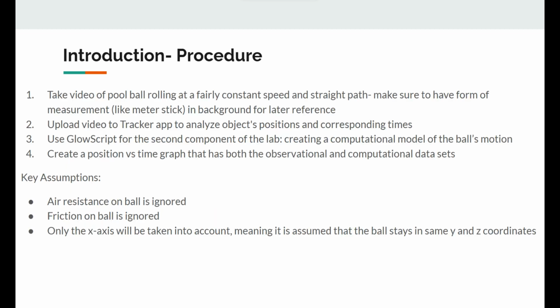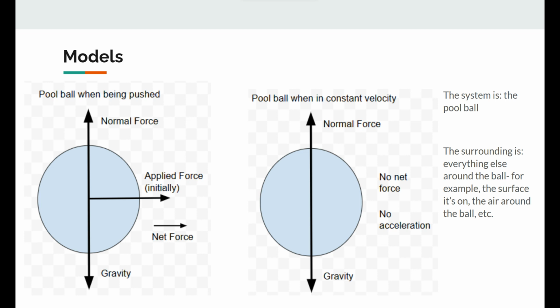In this lab, the system is the pool ball, and the surroundings are everything else around the ball, for example, the surface it's on, the air around the ball, etc. It's important to note that the surroundings affect the system, but for this lab, we will be ignoring their potential effects. Here, there are also two free body diagrams shown.